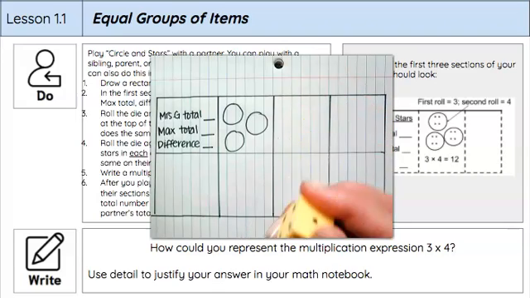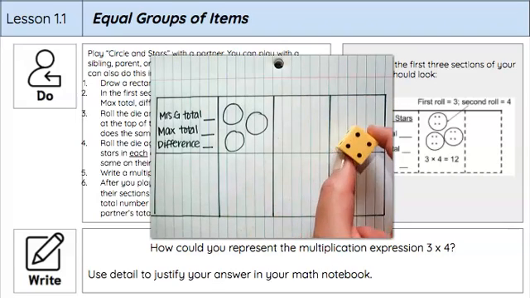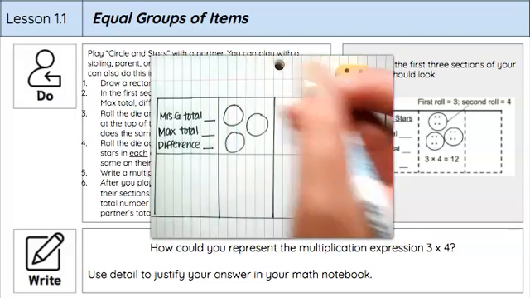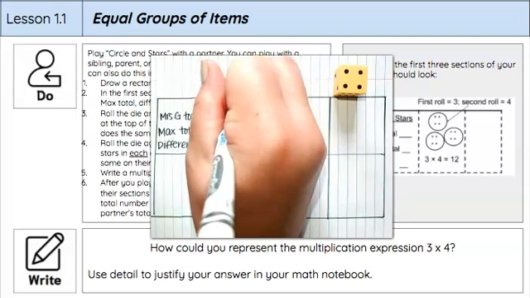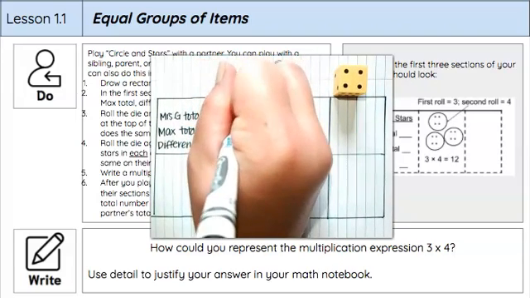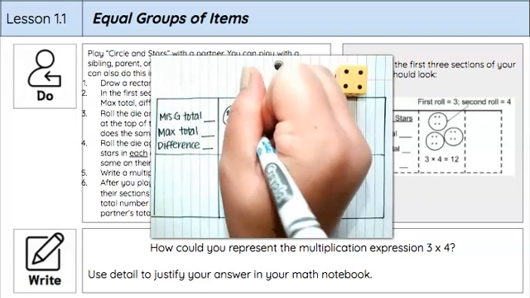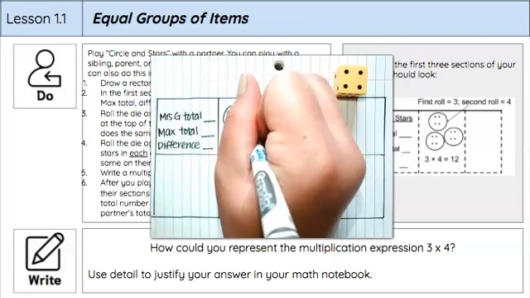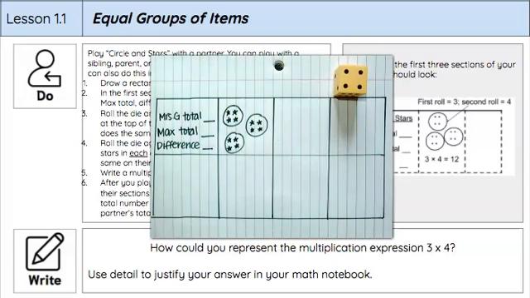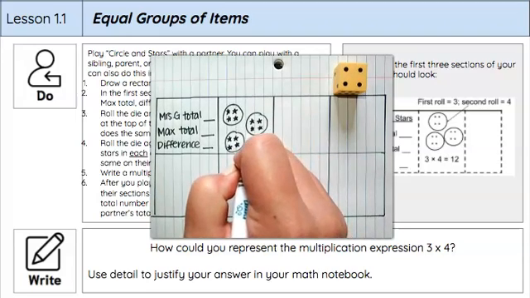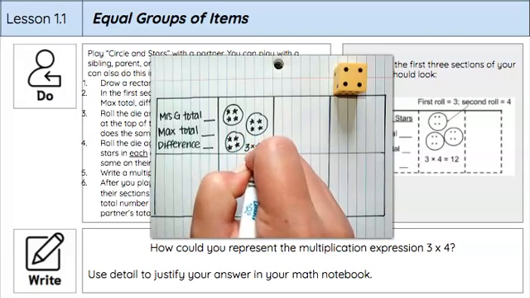I'm going to roll the die again, and I got 4. My second roll is how many stars are in each circle. So there's going to be 4 stars, 1, 2, 3, 4 in each circle. My next step is to write a multiplication equation to represent this drawing. So since I have 3 groups of 4, my multiplication equation is 3 times 4.